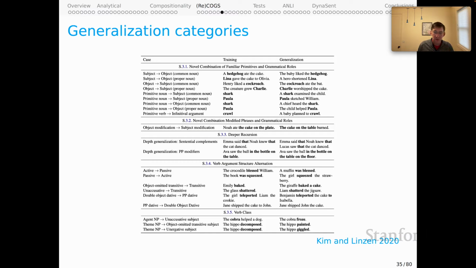For deeper recursion for both sentential complements and PP complements, we see some number of recursive depth at training, and then in generalization, we see even more depth for those kinds of recursion. Then there's some other things that involve alternation of syntactic role, like active to passive and passive to active. Some cases like Emily baked and the giraffe baked a cake, where we have shifting of the argument structures and so forth. And then at the bottom, we have some splits that involve verb classes.